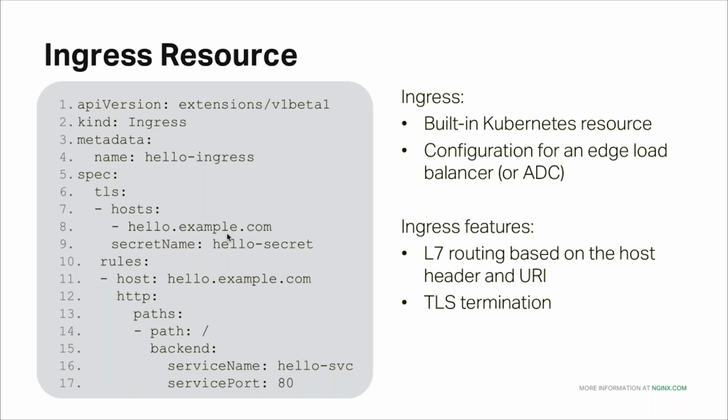On the left, you can see an example of an Ingress resource. Here we deliver an application through the hello.example.com DNS name and a /path. We will get back to this Ingress resource in our first demo and discuss it in more detail.